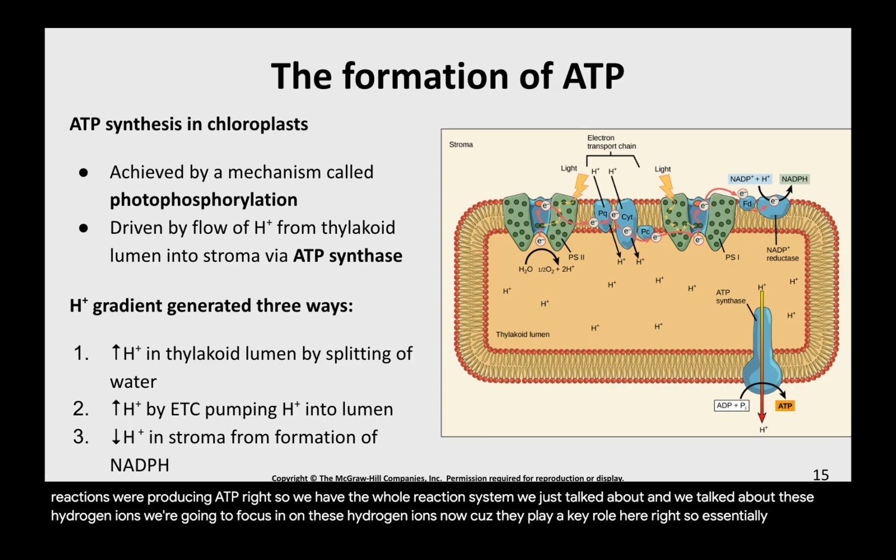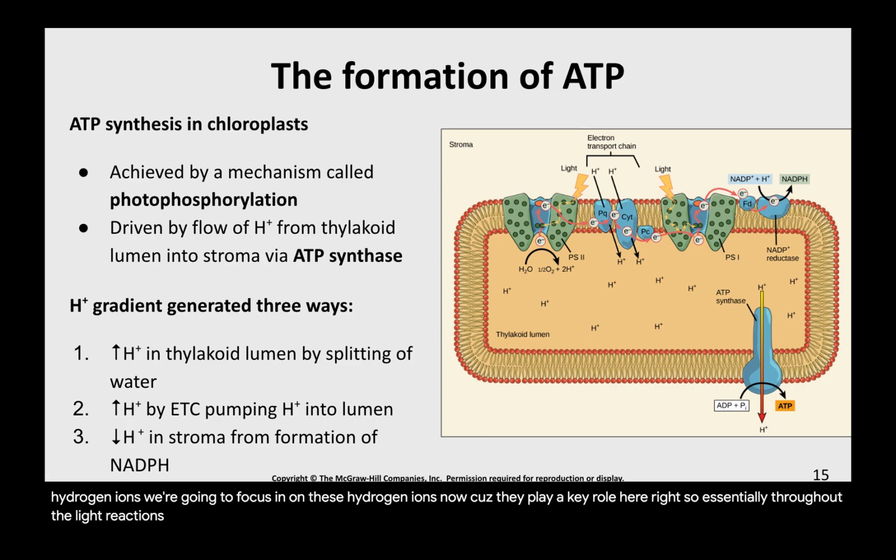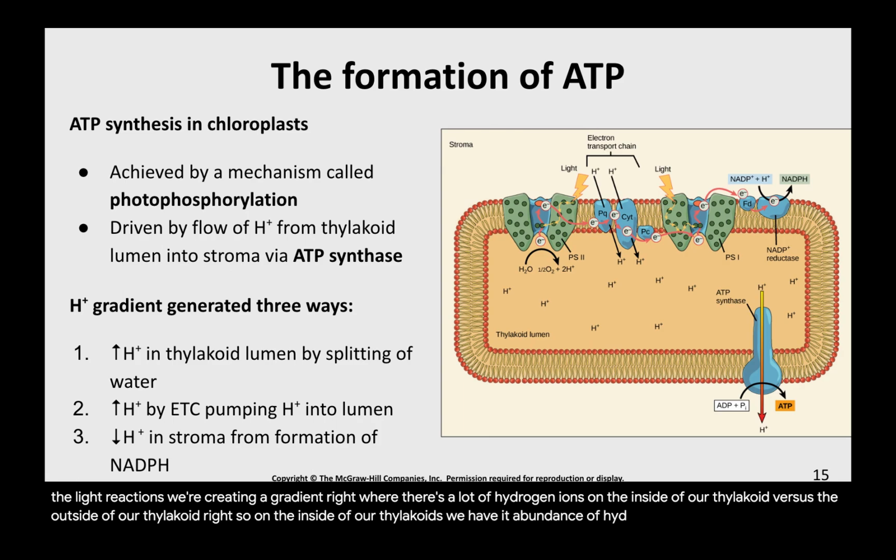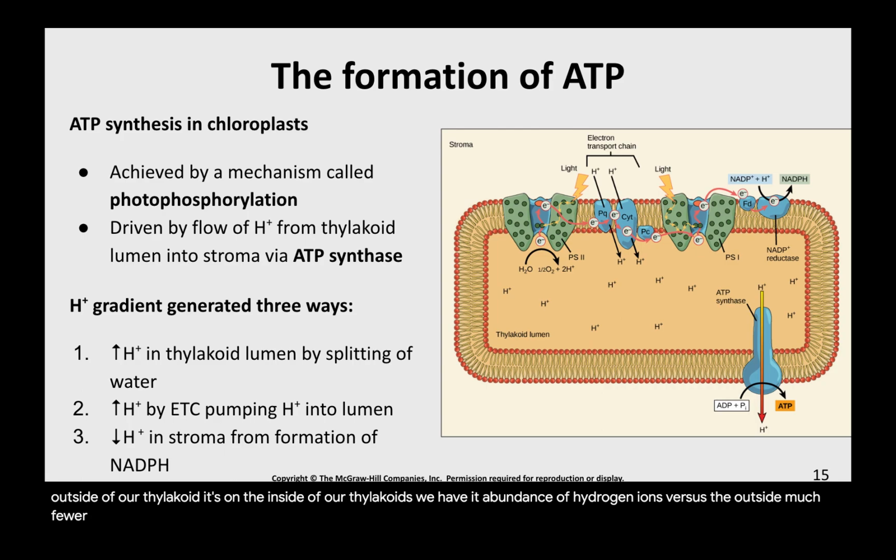So essentially, throughout the light reactions, we're creating a gradient, where there's a lot of hydrogen ions on the inside of our thylakoid versus the outside of our thylakoid. So on the inside of our thylakoids, we have an abundance of hydrogen ions, versus the outside, much fewer. So we're creating this gradient.